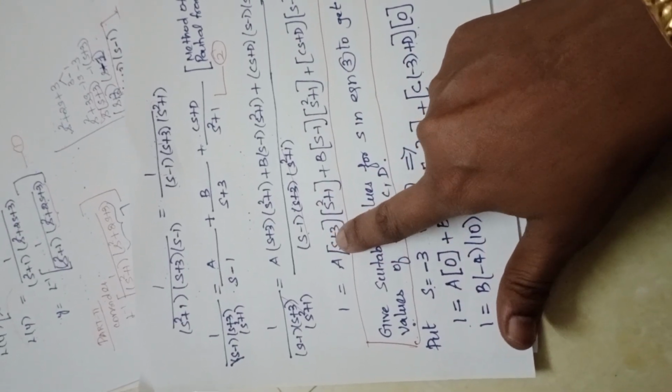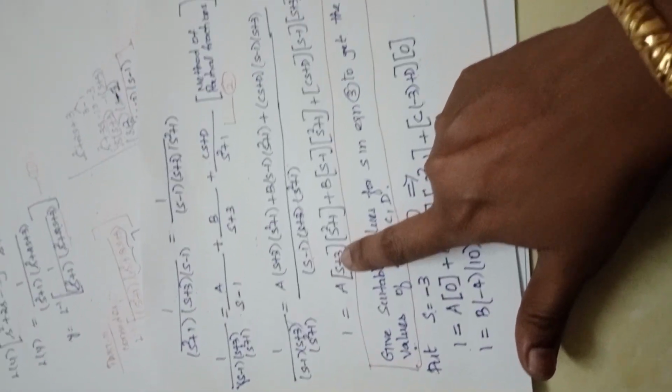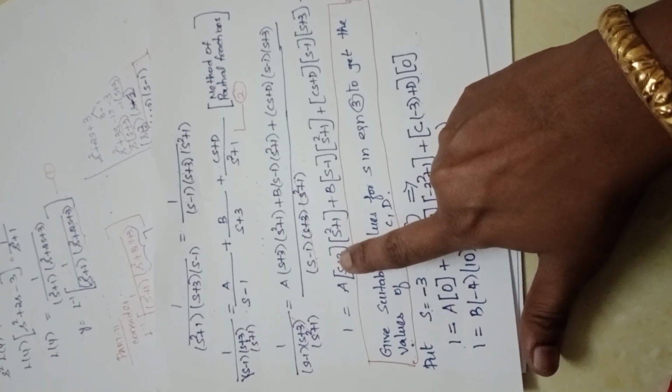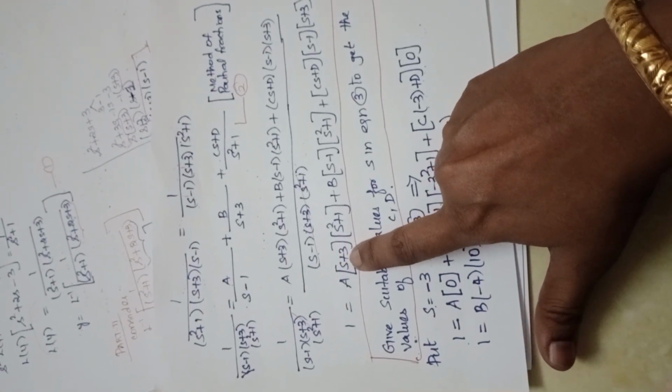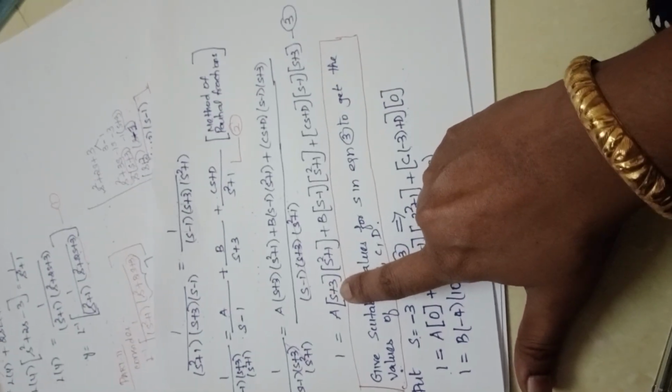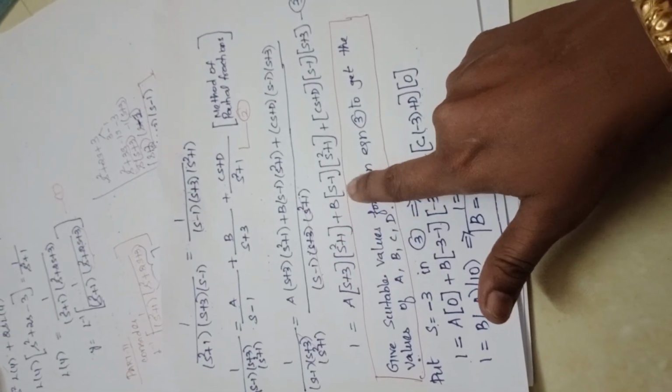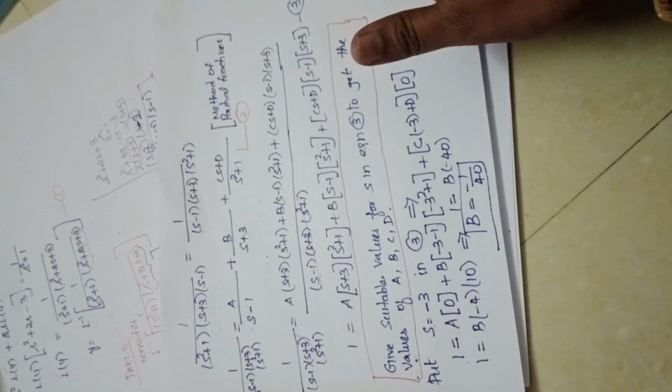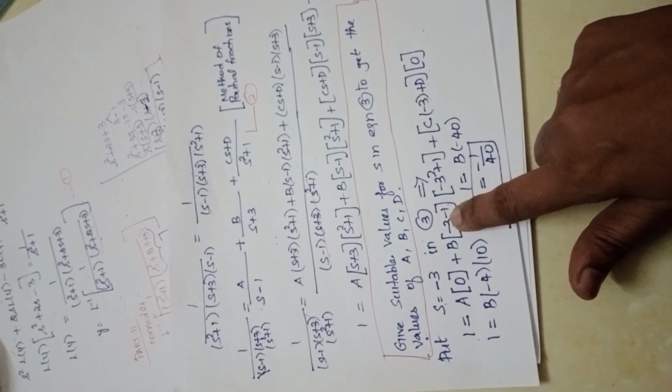Randomly we give suitable values for s. When we give values for s, you can give any value, but the hint is: whichever value of s is possible, it will make one of the constants a known value and the other constant become 0. That is to start with.